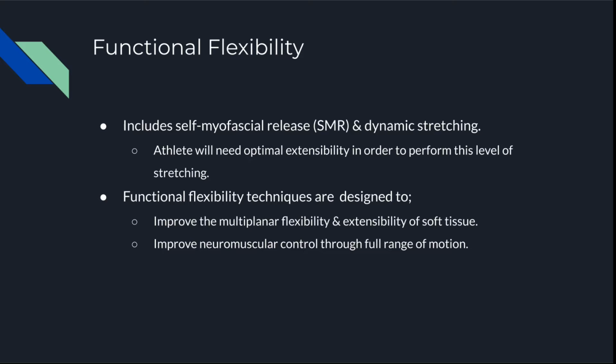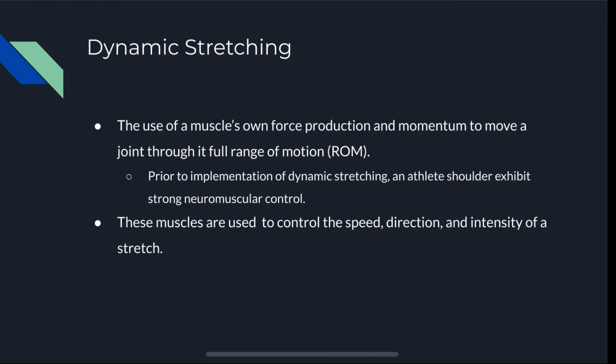Functional flexibility techniques are designed to improve multiplanar flexibility and extensibility of soft tissue and improve neuromuscular control through a full range of motion. Dynamic stretching involves the use of a muscle's own force production and momentum to move a joint through a full range of motion. Prior to implementation of dynamic stretching, an athlete should exhibit strong neuromuscular control. These muscles are used to control the speed, direction, and intensity of the stretch.